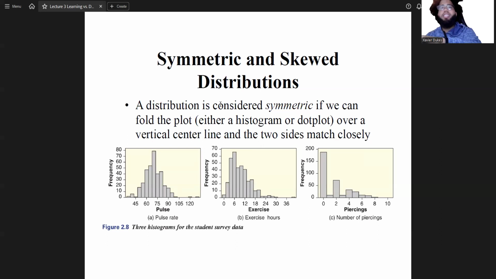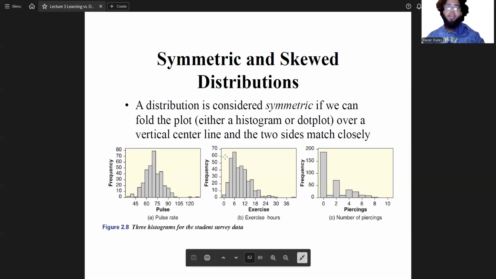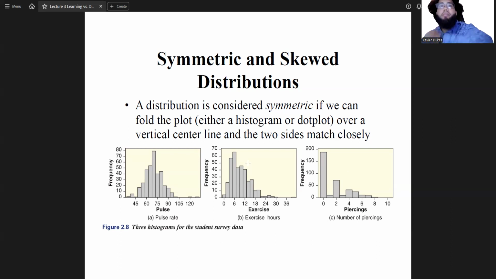A distribution is considered symmetric if we can fold the plot, either the histogram or the dot plot, over a vertical center line and the two sides match closely. This would be considered a symmetrical distribution, not asymmetrical. Whereas this wouldn't be, and this also would not be, depending on where you drew your line. This could not be folded over one another.